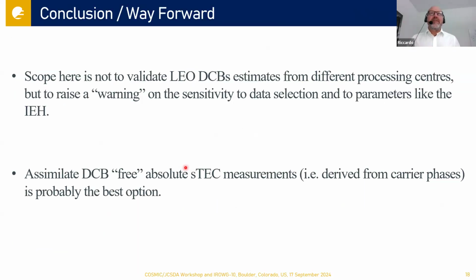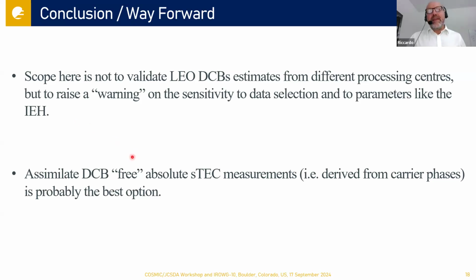The scope of this talk was not to validate LEO DCB estimates from different centers, but to raise this kind of warning: on the sensitivity of the data to the data selection, to the algorithm used to compute the LEO DCB, and to parameters used in the least square solution, like the ionospheric effective height. We have to be really careful in using the correct one before comparing DCBs.